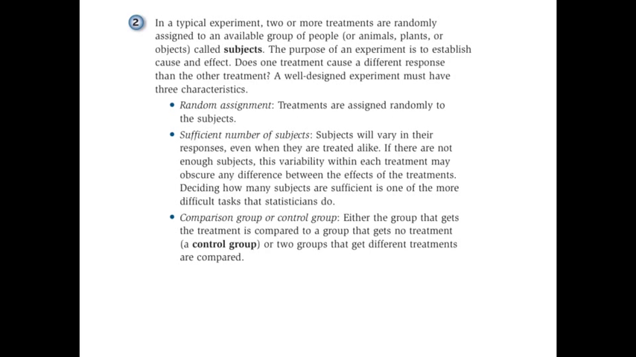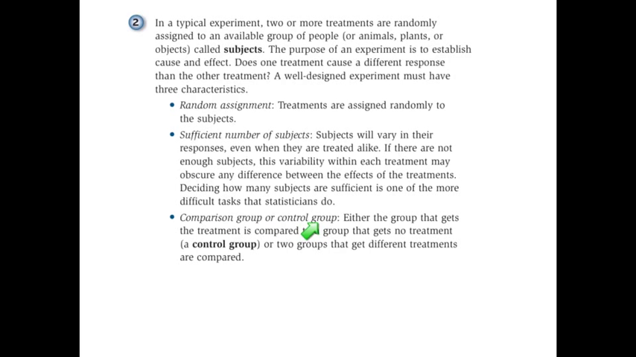A sufficient number of subjects. Subjects will vary in their responses even when they are treated alike, whether we're talking about seeds or people or any kind of situation. If there are not enough subjects, this variability within each treatment may obscure any difference between the effects of the treatments. What that means is simply, you can't tell if the experiment told you anything if you do not have a sufficient number of subjects. Deciding on how many subjects are sufficient is one of the more difficult tasks that statisticians do. Is 10 enough? 20? Or do you need 200 or even 1,000 in order to make a good decision?